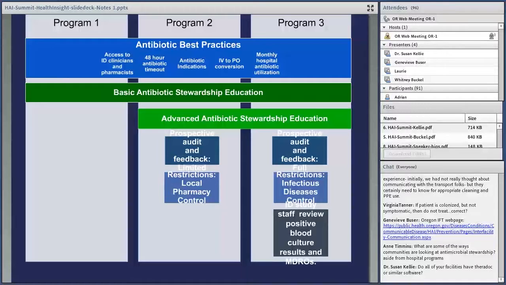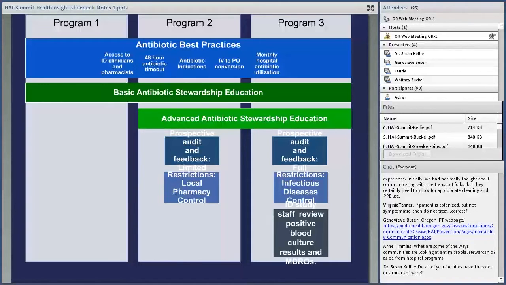They were locally controlled by the pharmacy in the medium group, and then they were controlled by an infectious disease pharmacist in the high group. And then also in the high group, the ID study staff reviewed positive blood cultures on all patients and MDROs on all patients. So what are these prospective audit, feedback, and restrictions?